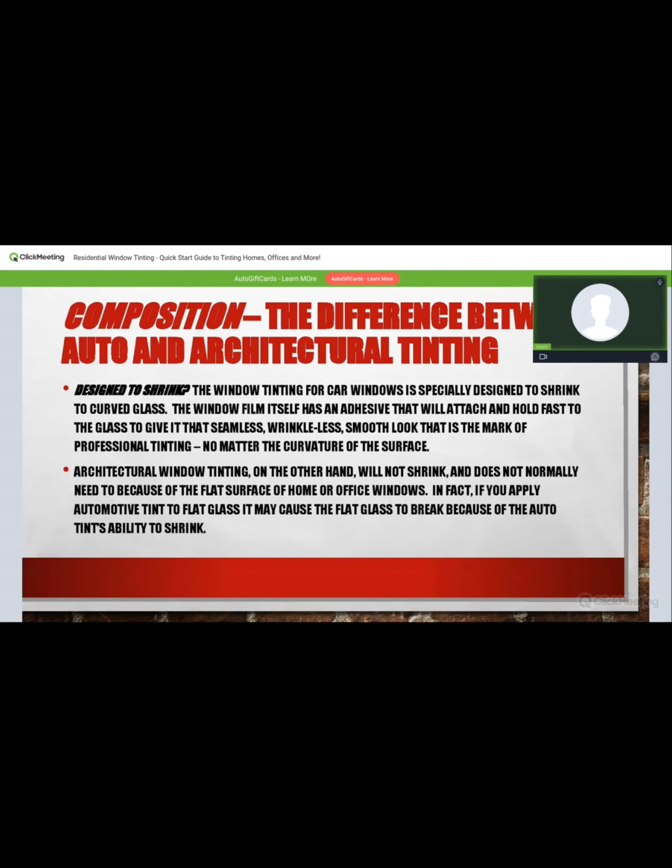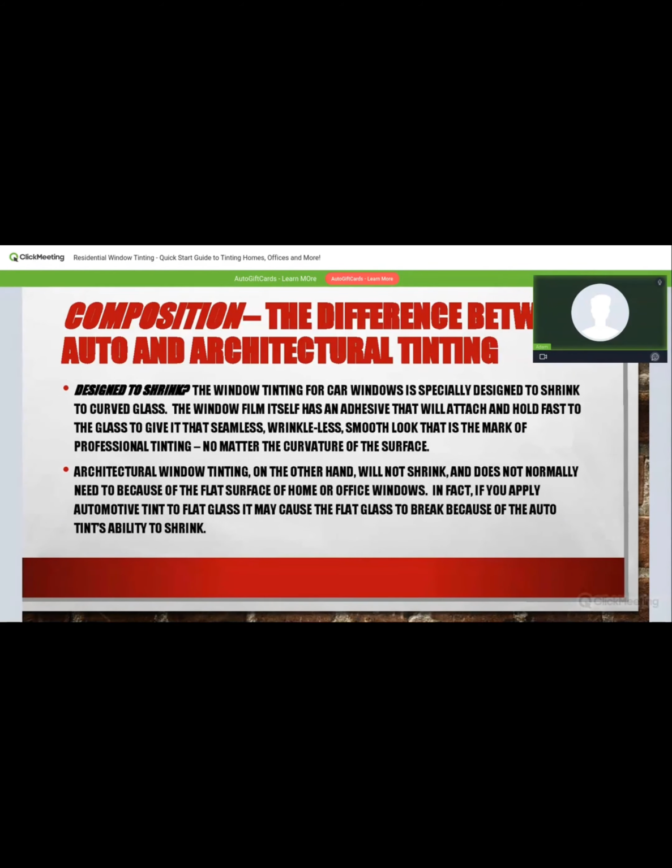Designed to shrink, so the window tinting for cars is specifically designed to shrink around the curvature of the glass. The window film itself has an adhesive that will attach and hold fast to glass, and will give it that seamless, wrinkle-less, smooth look that is a mark of professional tinting. Architectural window film, on the other hand, will not shrink and does not normally need to because of the flat surface of the home or office windows.